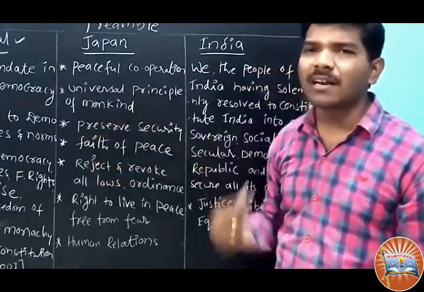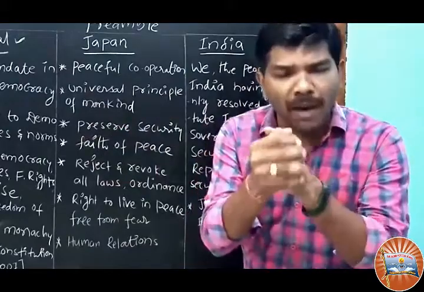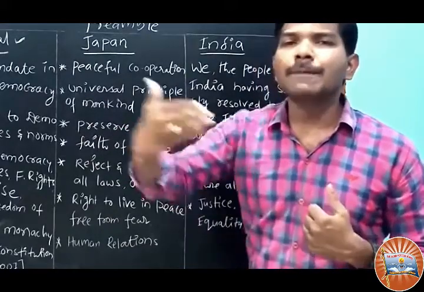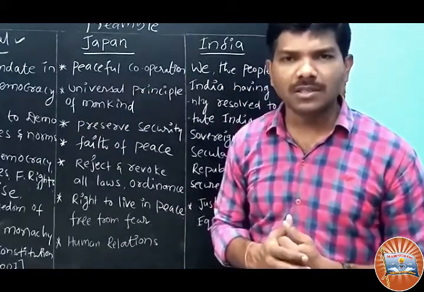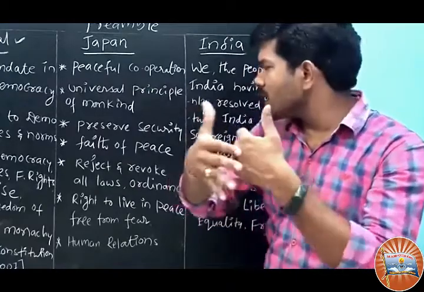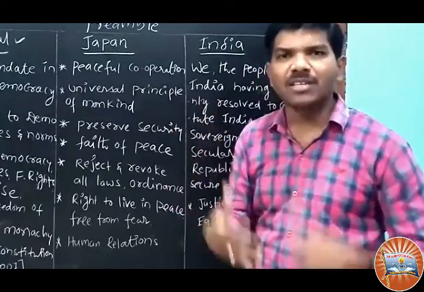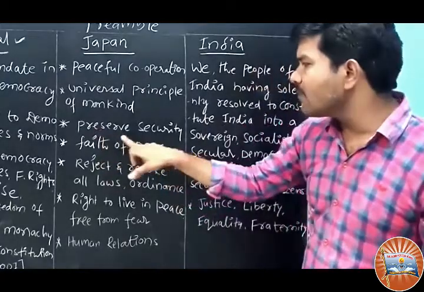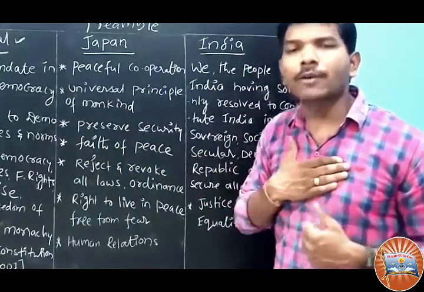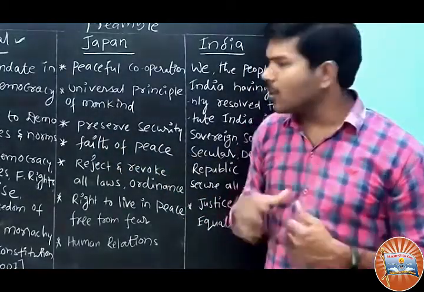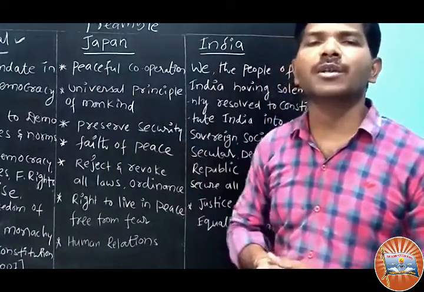Universal principle of mankind, we want. Mankind means helping each other, not destroying. Universal principle of mankind, helping nature, is what we want. Preserve security. We want the people to be secure, because this kind of security was not there during the Second World War.